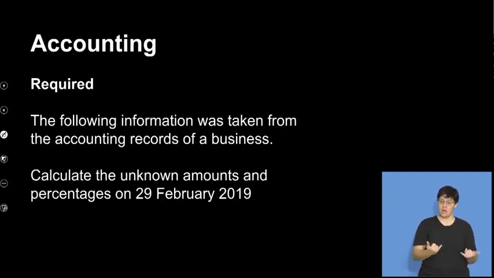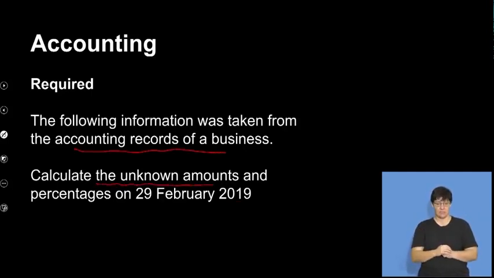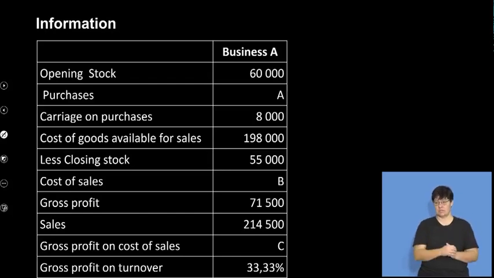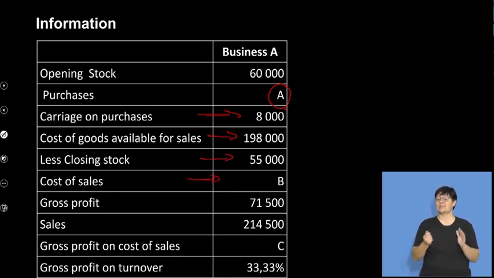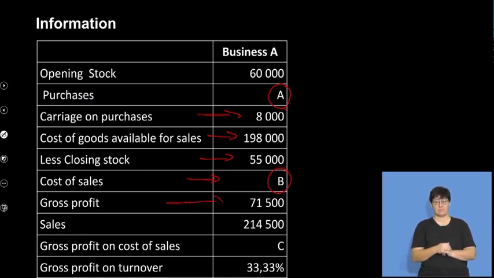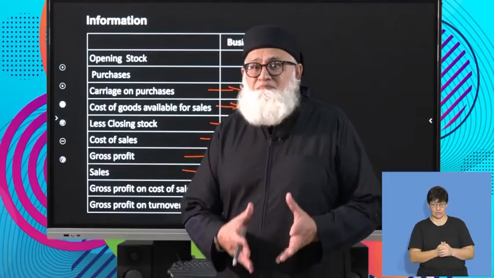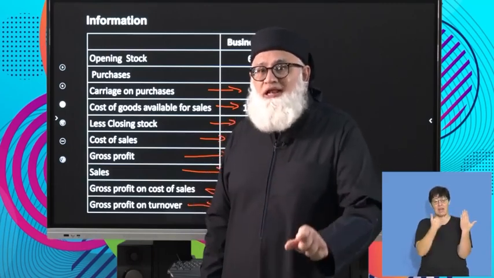We now come to a business and we are told the following information was taken from the accounting records of a business. Calculate the unknown amounts and percentages on the 29th of February 2019. Okay, let's see what we have here. We have opening stock, purchases is an unknown, carriage on purchases is given, your goods available for sales is given, your closing stock is given, right? Obviously your cost of sales is another required figure, your gross profit is given, your sales is given, your gross profit on cost of sales as a percentage is an unknown, and your gross profit on turnover is a given figure. So obviously, based on the information that you have, you now have to calculate a missing figure.